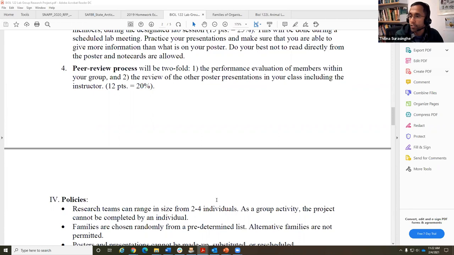Any questions? I do have a quick question. Shoot, yeah. So the project, is it a group project? Will each group have one poster? Correct, it's a group project, and each group will present a single poster. It's not each member of the group presenting a separate poster. You will have 3 to 4 members in a group and you will present one poster. Okay, got it.